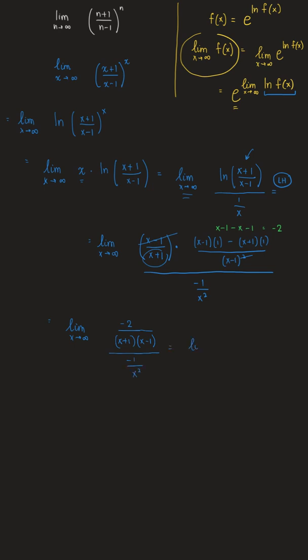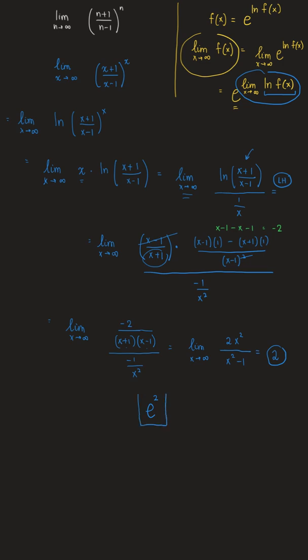Okay, this will be positive because negative 2 divided by negative 1 is positive 2. Dividing by 1 over x squared is the same as multiplying by x squared. So we'll have 2x squared over x plus 1 times x minus 1, which is x squared minus 1. We have the same power in numerator and denominator, so this just goes to 2, the ratio of the coefficients. Now remember, we worked on this part on the inside, so I still have to raise e to get our actual limit: e squared.